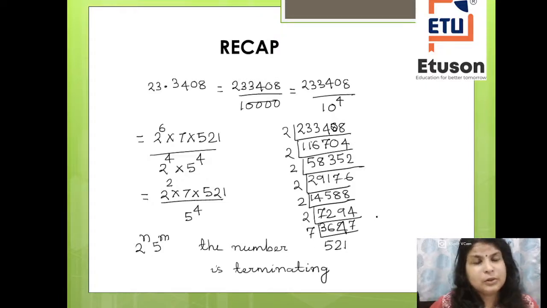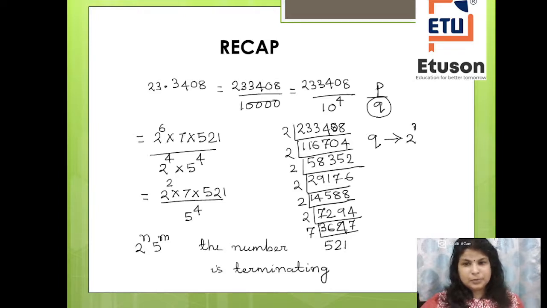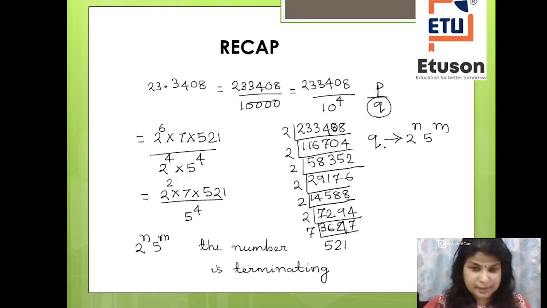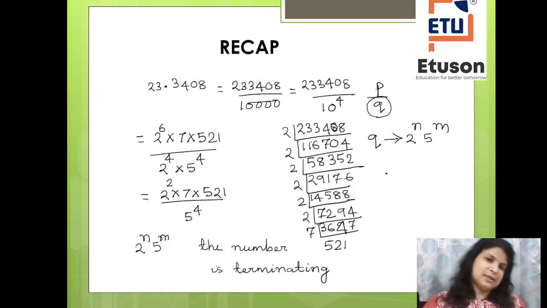Correct? So whenever you are solving this kind of problem, what you have to do is check that the denominator, that is q, should be expressed in terms of 2 to the power n into 5 to the power m. If it cannot be expressed that way, then it cannot be terminating. In that case, it will be non-terminating, recurring or repeating. Correct, children? This we have discussed in the previous class.